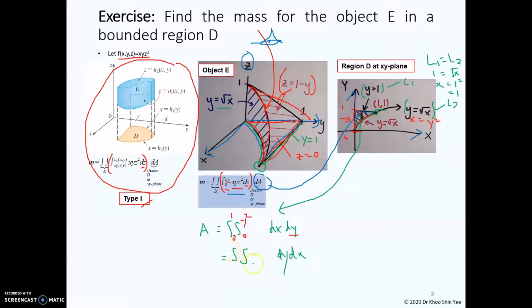You can also consider to integrate with respect to dy dx. In this case, the x limit must be constant. So if you choose the x limit to be constant, for example here, the x limit is equal to 0, which is constant in this case. And then x equal to 1. So your y limit is in this direction. The lower y limit is here, which is equal to square root x.